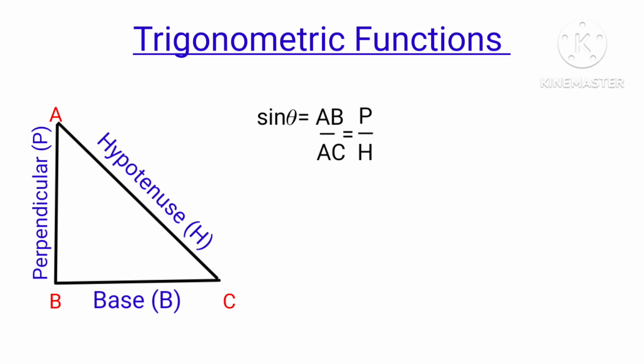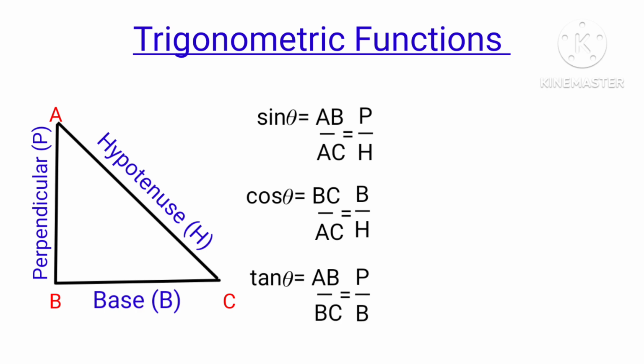So sin theta is equal to AB by AC, that is perpendicular divided by hypotenuse. Next, cos theta is equal to BC divided by AC, that is base divided by hypotenuse. Next, tan theta. We can also write tan theta as sin divided by cos, that is equal to AB divided by BC, that is perpendicular divided by base.